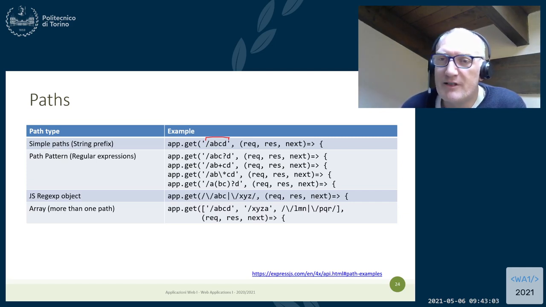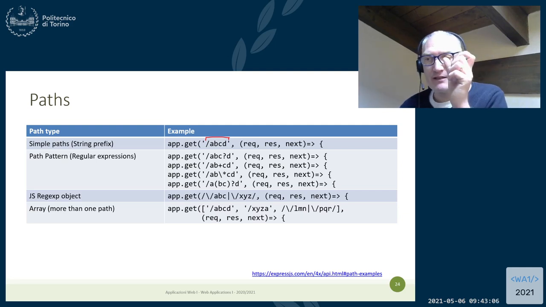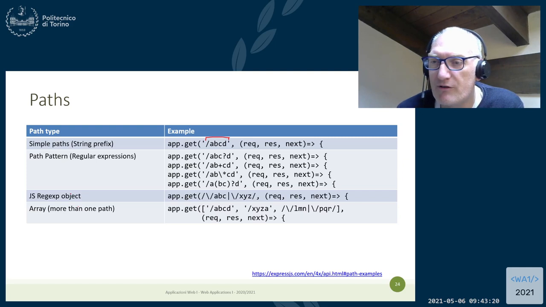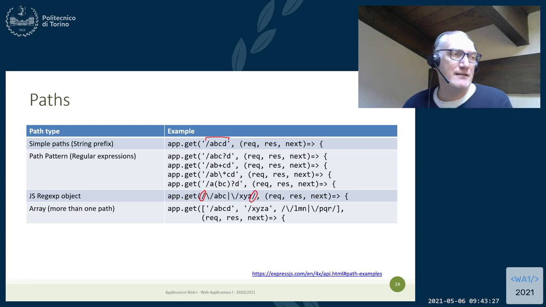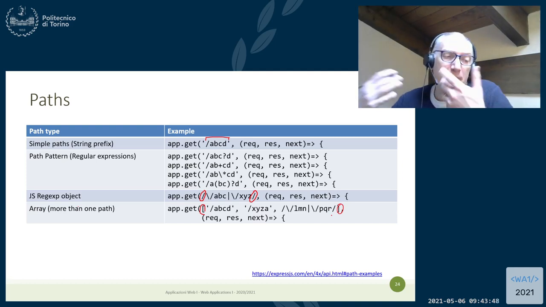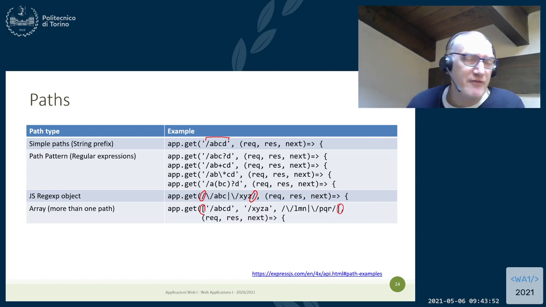So the default is just a string that will match at the beginning, or you may have a regular expression using a regex syntax inside the string, or using just a regex object in JavaScript. We didn't see them at the beginning of the course, but there's a special syntax, //, for automatically creating regular expression objects in JavaScript, with a syntax which is more complete than the normal regular expressions we have in strings. Or we may have an array of all of those. So if you have one method where we want to match more than one path, we can pass an array, or a callback that returns an array, with all the different paths that we want to manage.